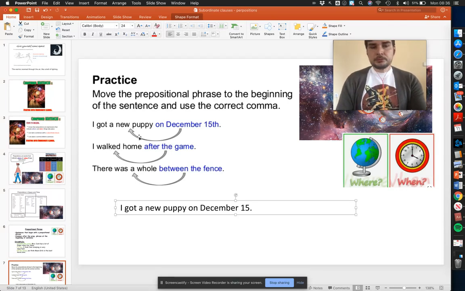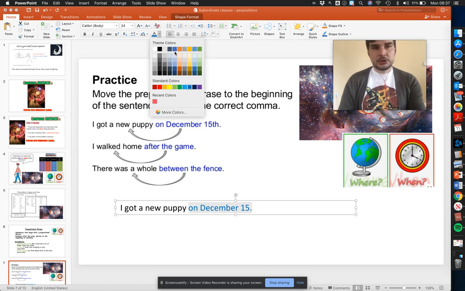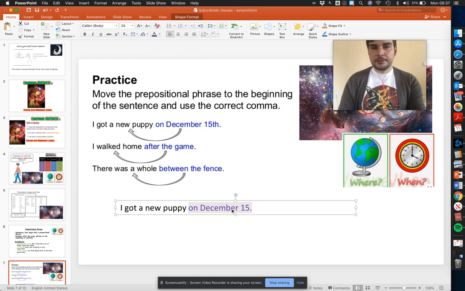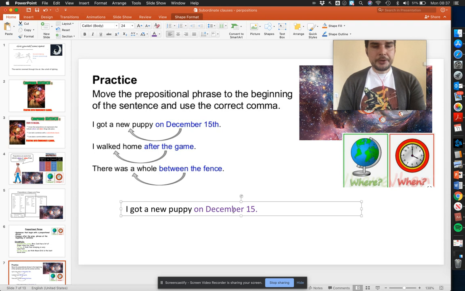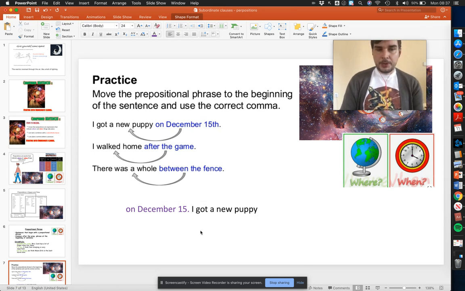Now, I am going to highlight it, and I'm going to change the color just so it's consistent with this. I don't like this shade of blue, 50 shades of blue. Right, so let's have a look. I got a new puppy on December 15th. Now I have my subordinate clause, my preposition at the end, but I want it at the front. So I'm going to remove it, and I'm going to place it here. On December 15th, I got a new puppy.